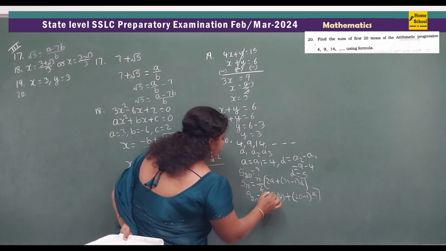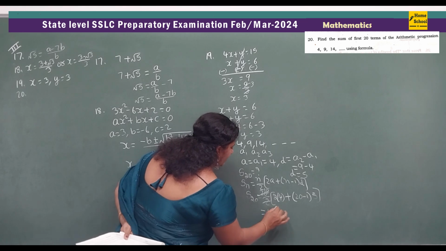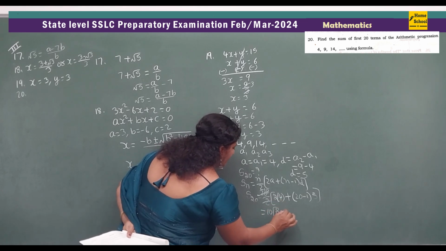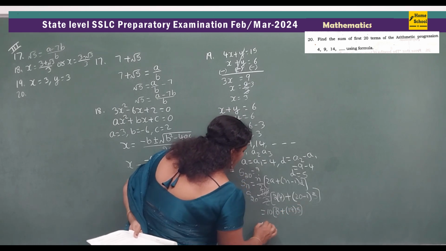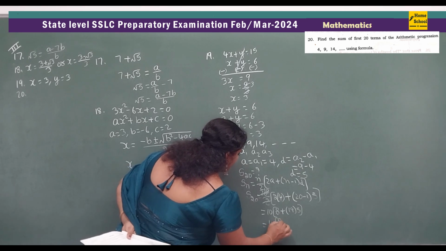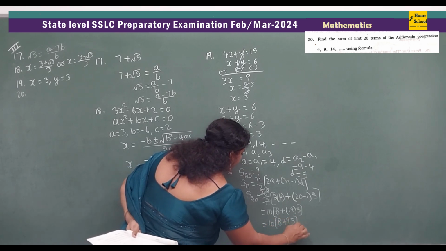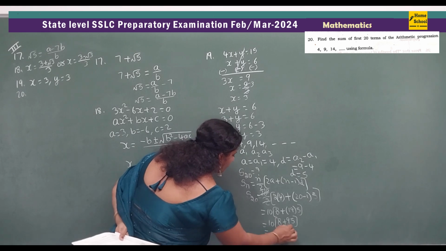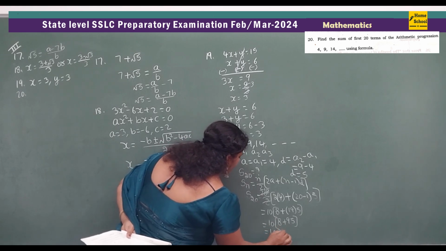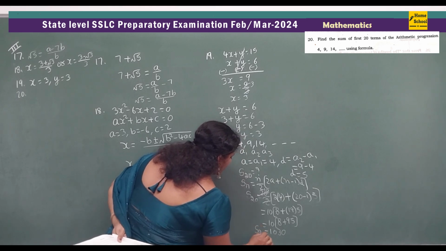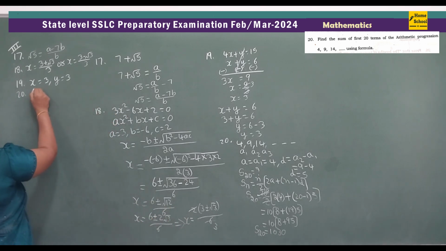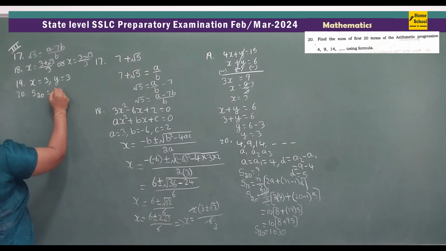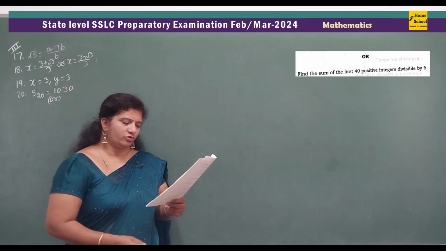That is 2 tens are 20. 10 into 2 fours are 8 plus 20 minus 1 will be 19 into 5. 19 fives are 95. 95 plus 8 will be 103. 103 into 10 will be 1030. Therefore, finally, what is your answer? Sum of 20 terms S20 is equal to 1030.